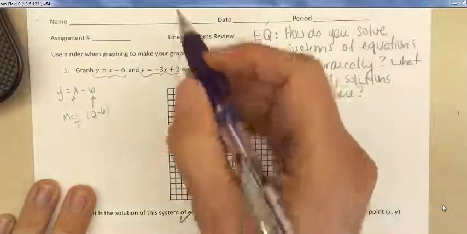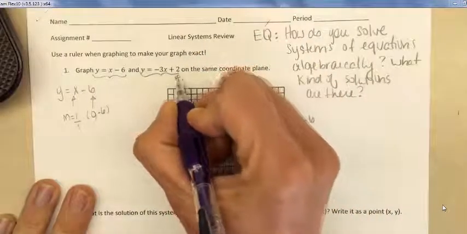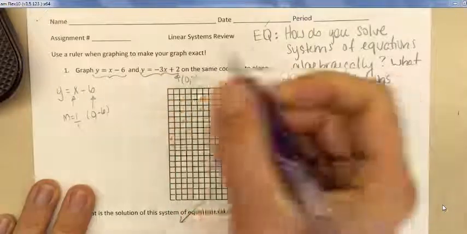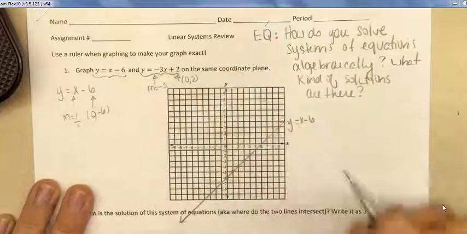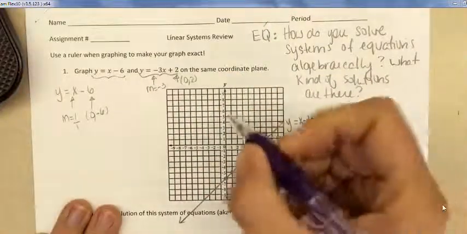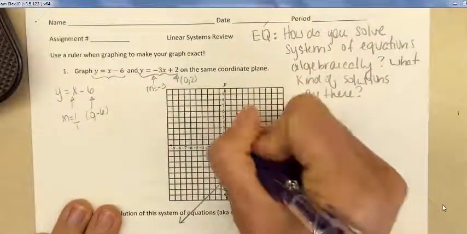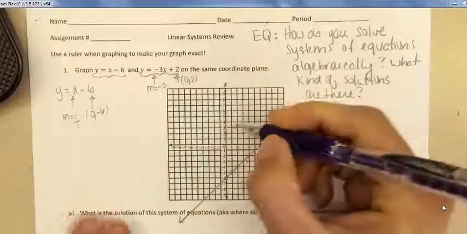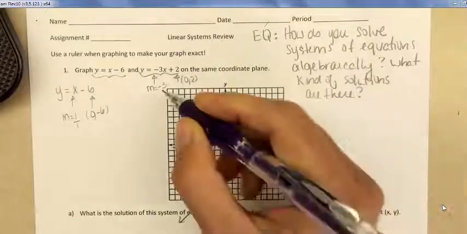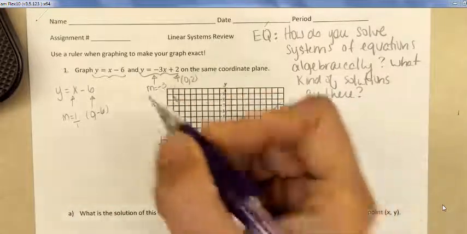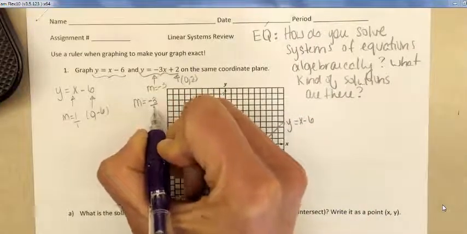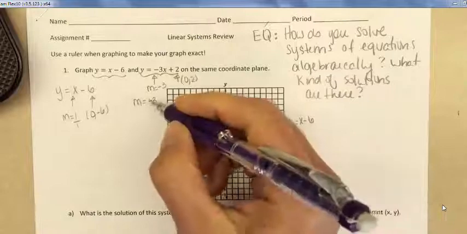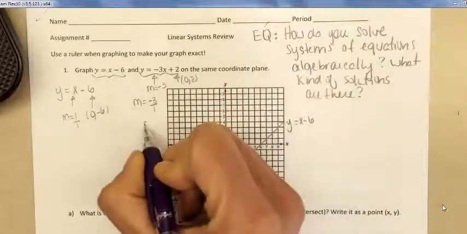The second equation has a y-intercept of (0, 2) and a slope here of negative 3, or negative 3 over 1. So I go up to my y-intercept, which is (0, 2), and I go down 3 and to the right 1. So there's lots of ways to think about negative slopes. Down 3, to the right 1. Okay, so think of that negative as down 3.